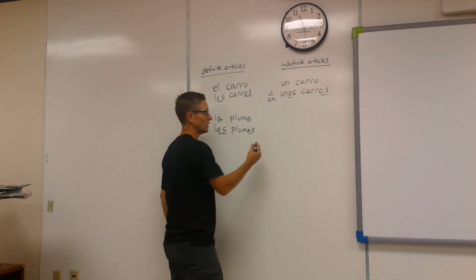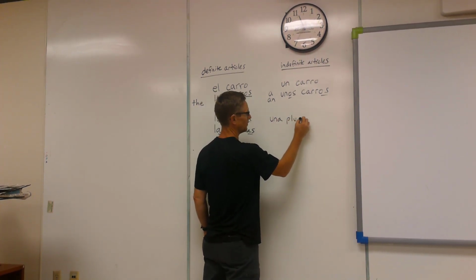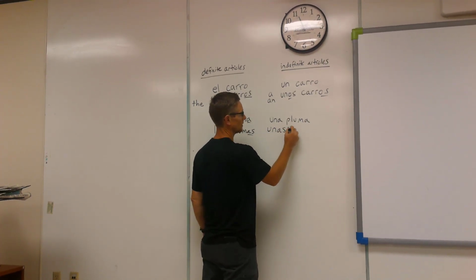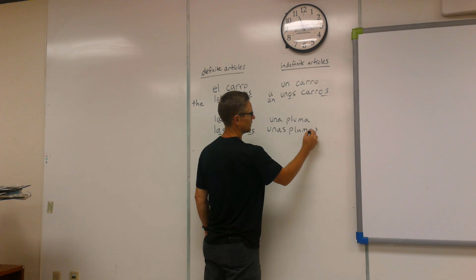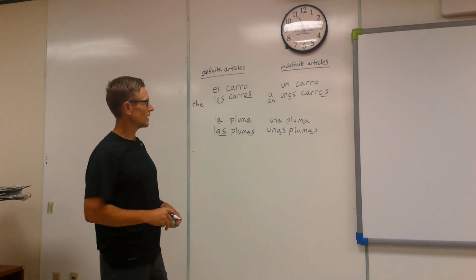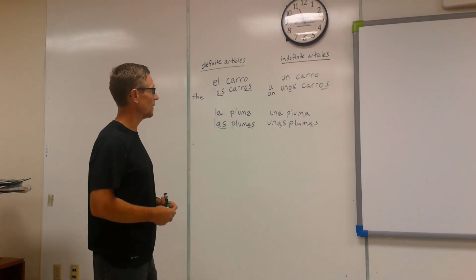If you have a pen, it's going to be "una pluma," if you have one pen. But if you have some pens, it's going to be "unas plumas." And you can see how these endings all match up, and it makes the language an easy language to rhyme because of all these things that have to match up.